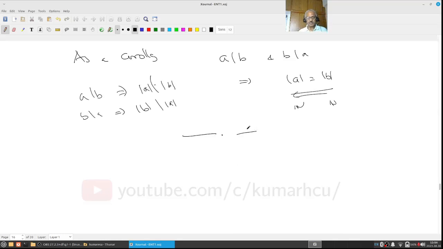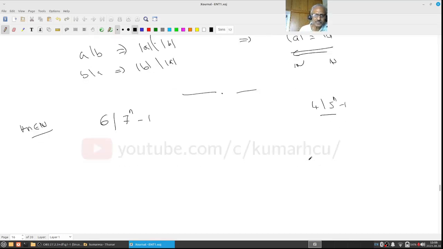Now, before parting, let us do a very simple exercise, which also uses induction. Let us say I want to show 6 divides 7 power n minus 1 for every natural number n. You can do anything like 4 divides 5 power n minus 1, etc. The same proof. So, we prove by induction. When n equal to 1, 7 power n minus 1 is 7 minus 1, which is equal to 6. Therefore, 6 divides 6. So, this is clear.